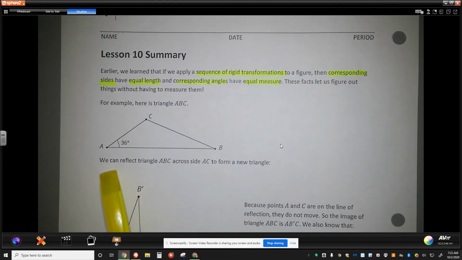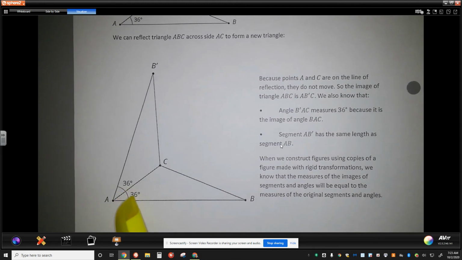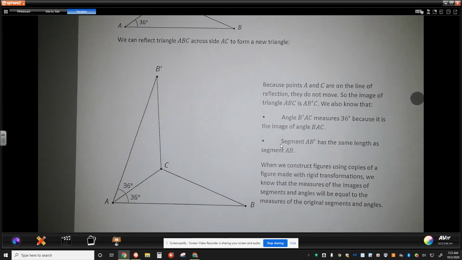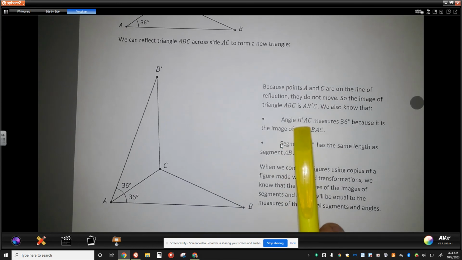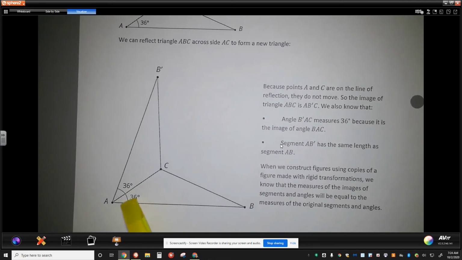For example, we can reflect this triangle ABC across side AC to form a new triangle. It would look like this, where we see that the angle of 36 degrees on angle CAB is going to reflect to another 36 degrees. Because the points A and C are on the line of reflection, they don't move. So the image of the triangle, AB prime C, we know that angle B prime, or excuse me, let me back up. Angle B prime AC measures 36 degrees because the image is of its original angle BAC.